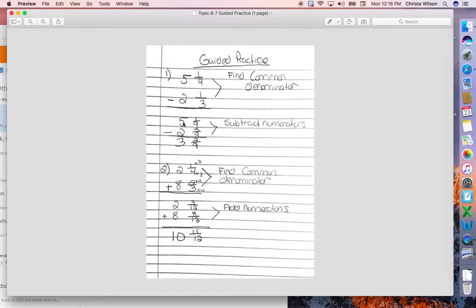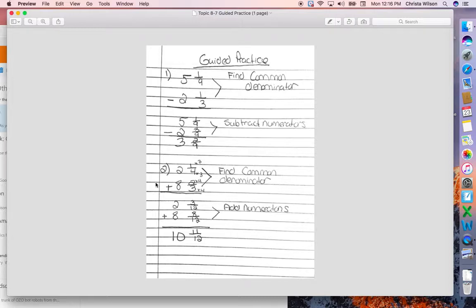I'm going to subtract my whole numbers, which 5 minus 2 is 3. And then I'm going to subtract my numerators, just like we've done with regular fractions. It's the same thing. So 3 minus 1 is 2/9. So our answer is 3 2/9. Okay, let's look at problem number 2.